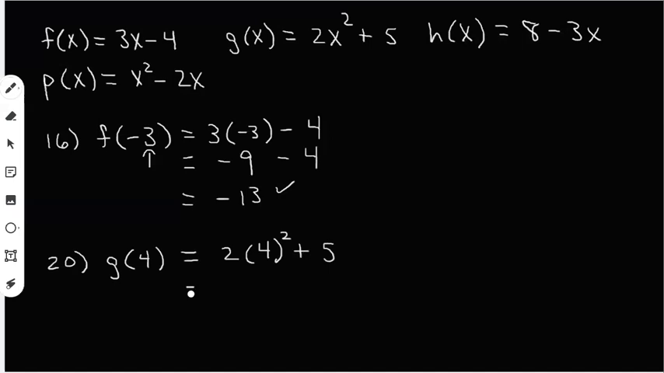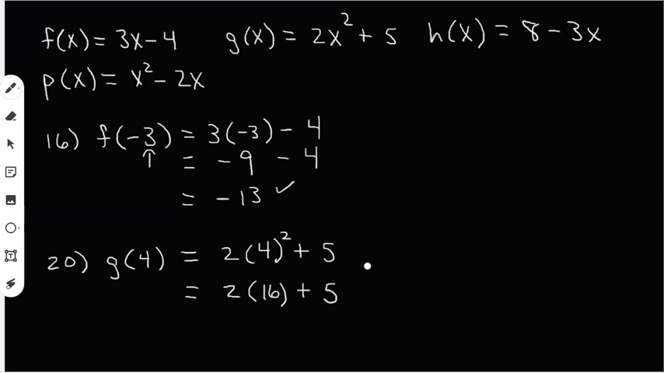Okay? So the first thing I'm going to do is I'm going to square this 4. When I square 4, that's the same thing as multiplying it by itself, right? We're going to get 4 times 4, which is what? 4 times 4, that is 16. So I'm going to have a 16 right here.